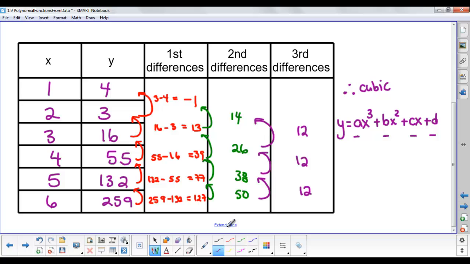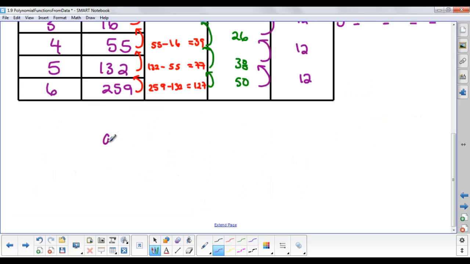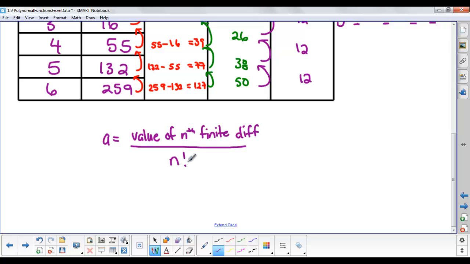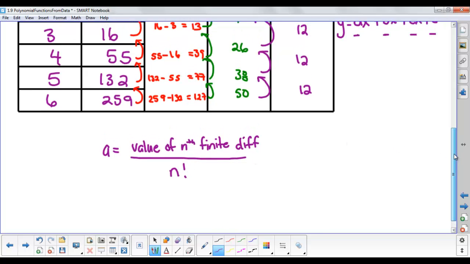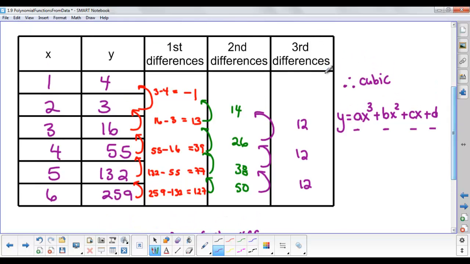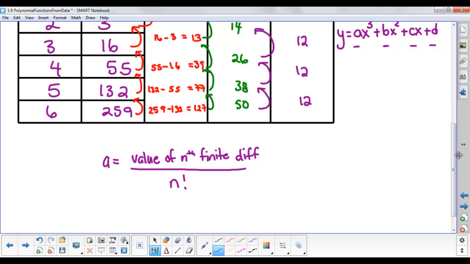So we want to calculate our a value. Remember, it is the value of the nth finite difference divided by n factorial. What n represents is the difference that you had to go to. Because we went to third differences, our n value is 3. So the value of my third difference is 12.